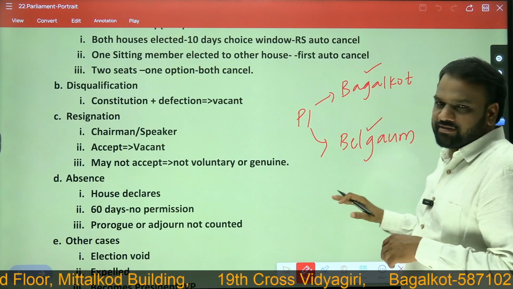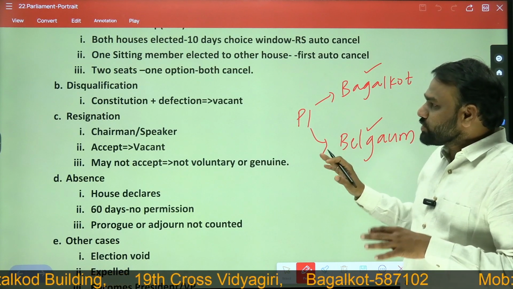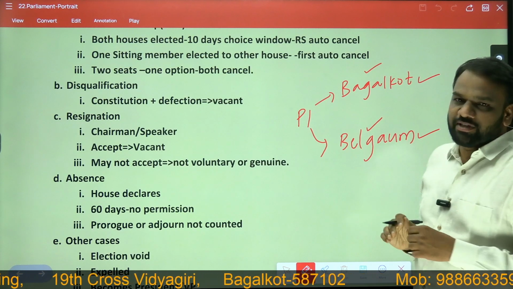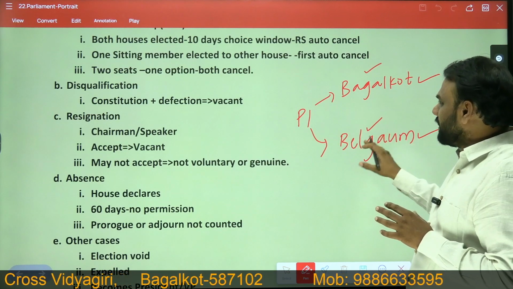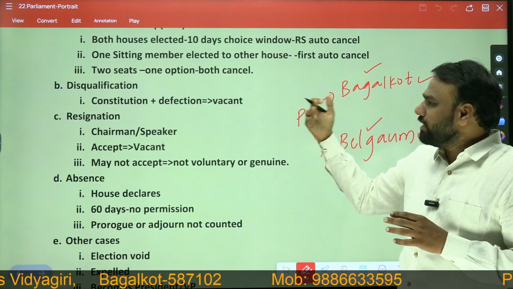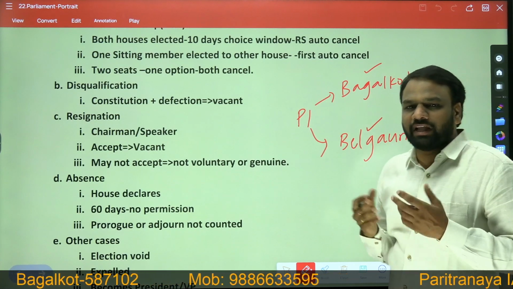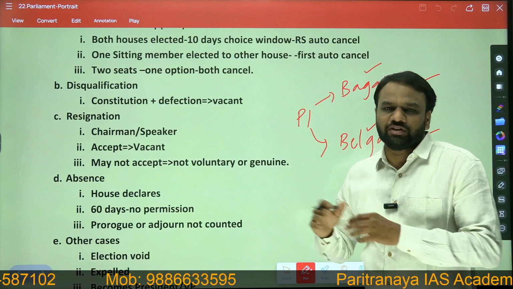He has to opt for either the Bagalkot constituency or the Belgaum constituency. He cannot retain both of them. If he fails to retain any one of them, then he may lose the seat from both Bagalkot as well as Belgaum. Here the time period within which he has to mention is not specified, so he need not worry. UPSC will not focus on such kinds of questions.